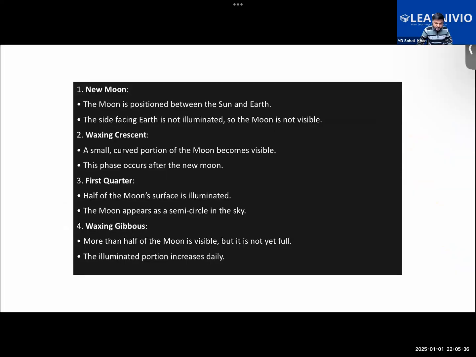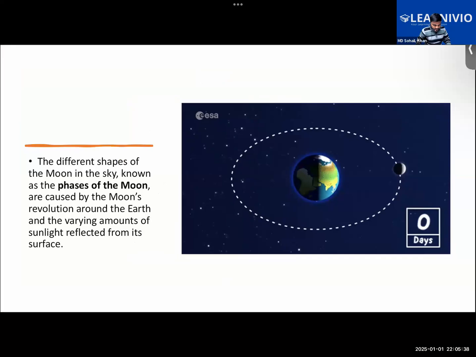Revise the different phases of the moon. Okay, no? Just go through this. I will be back in just 1 minute.